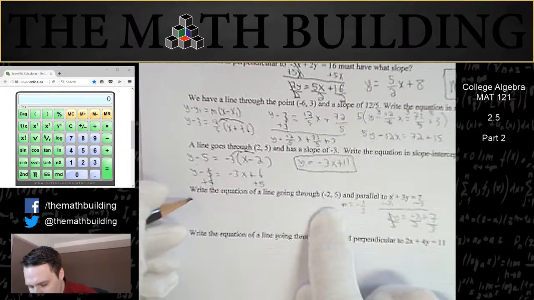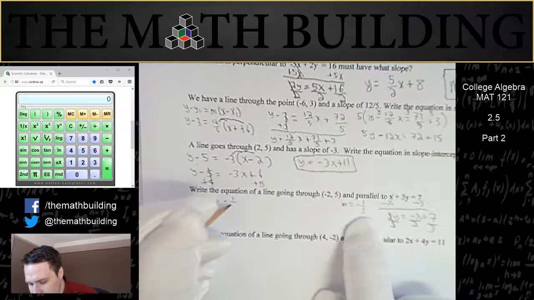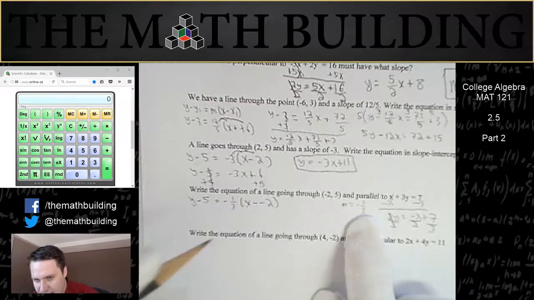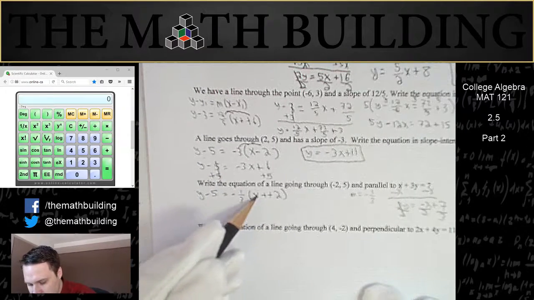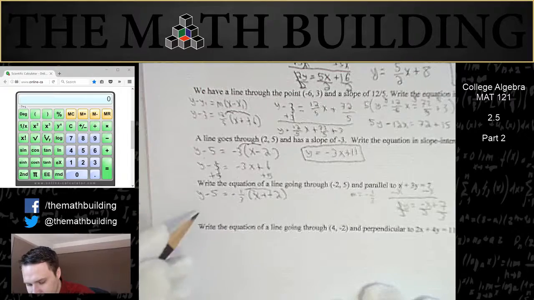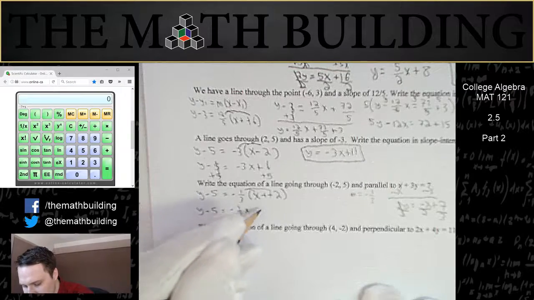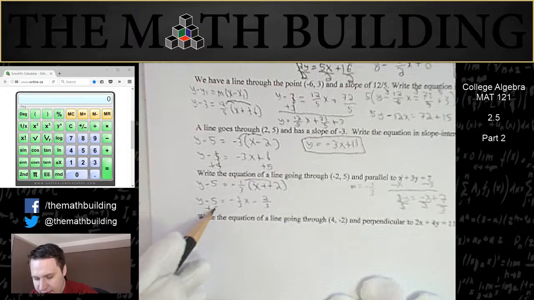So it's going to be y minus big Y minus little y equals our new slope times big X minus little x, which means x minus minus 2. So these two minuses become pluses. And then we do the distributive property with the negative a third. So y minus 5 equals negative 1/3 x. Negative a third times 2 is negative 2/3. And then finally, we're just going to add the 5 over.